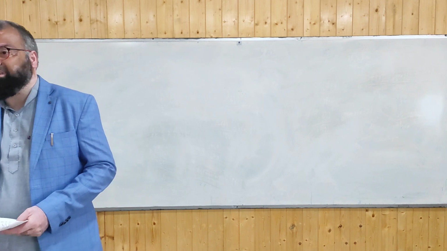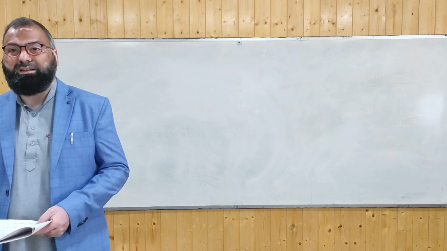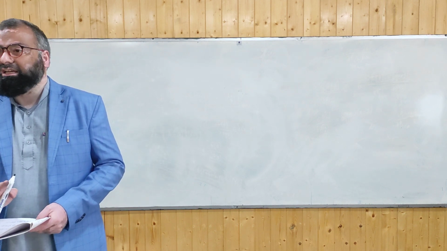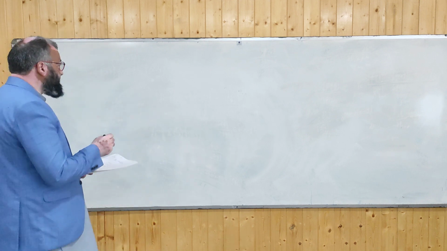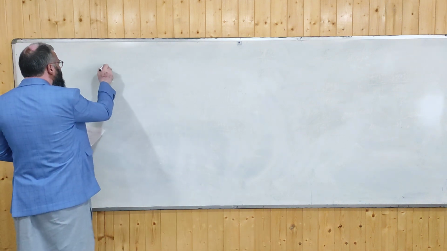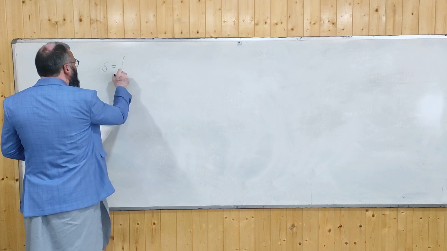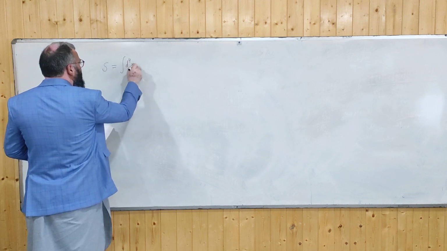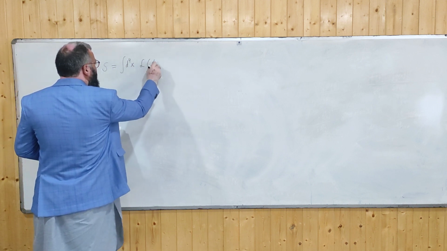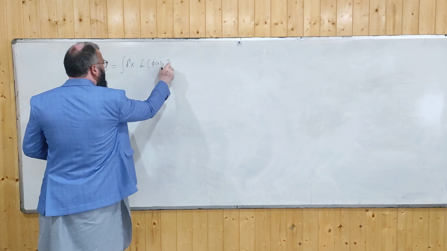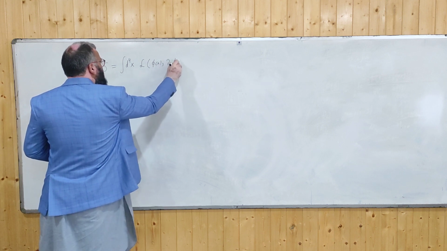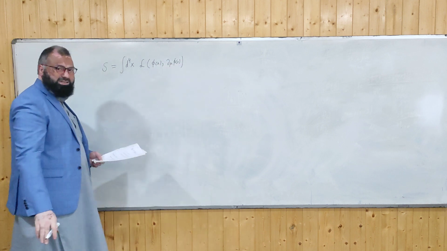Any question? All of you are satisfied with what I have done? Okay, good. So we have defined yesterday the action. It's a functional of this Lagrangian, phi of x, partial mu phi of x. And this Lagrangian is actually not a simple Lagrangian, it's a density.